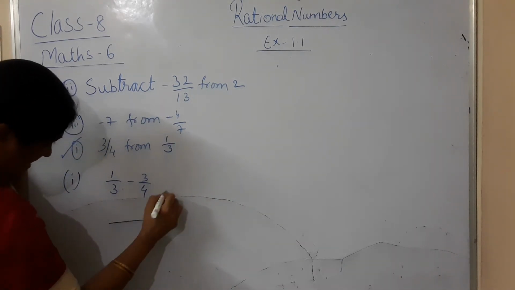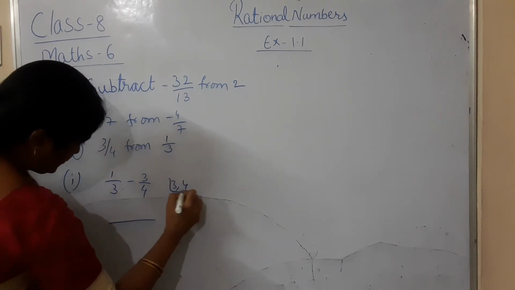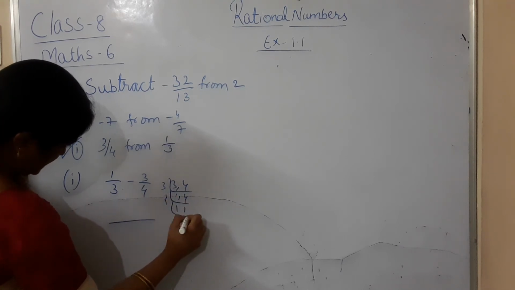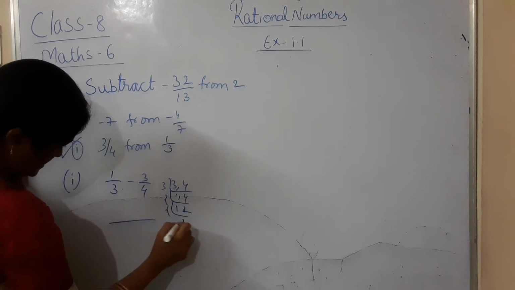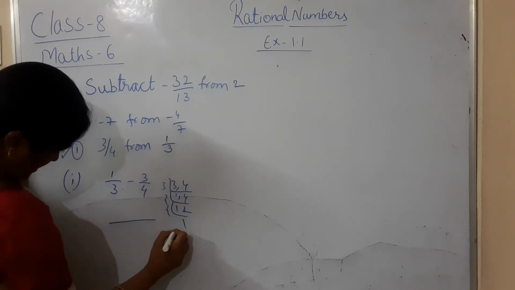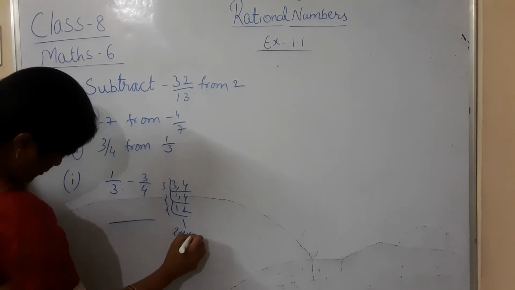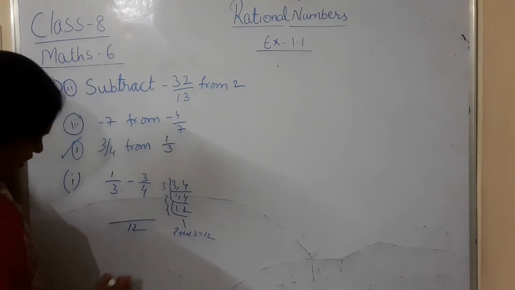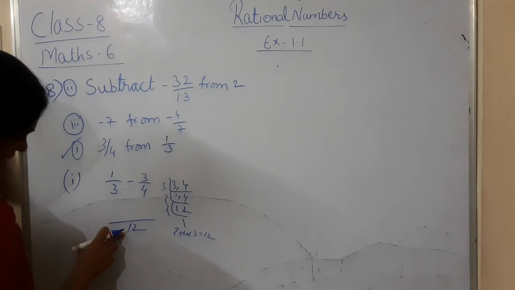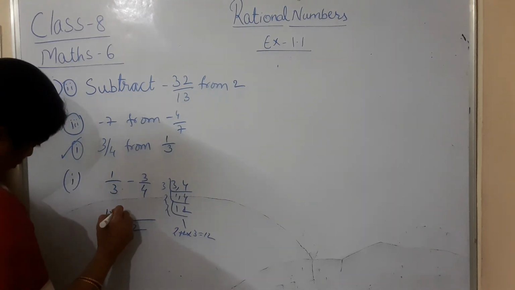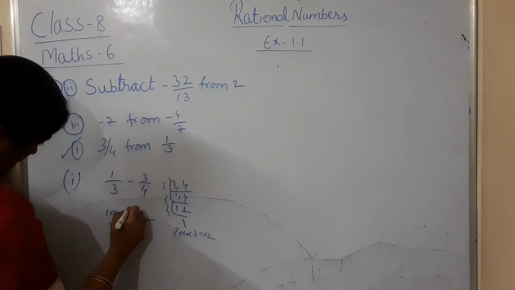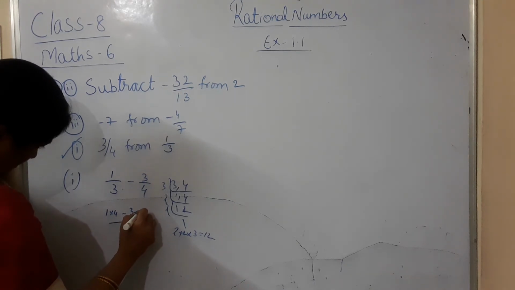So what is our LCM? Between 3 and 4, if you take an LCM, 3 ones are 3, 4 is left over, 2 twos are 4, so 2 into 2 into 3, which is nothing but 12. So 4 threes are 12 for us. Now 3 how many times will give us 12? 3 four times will give us 12. So 1 into 4, minus 4 how many times will give us 12? 3 times. So minus 3 into 3.